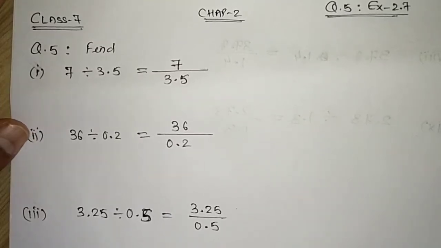Question number 5 says find. They have given us the 9 parts. 9 parts is having different numbers. Some are having whole numbers divided by decimal, some are having decimal divided by whole number, and some are having decimal divided by decimal. So let us solve each of them one by one.